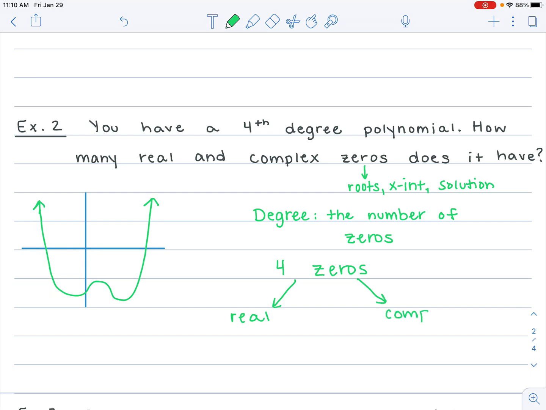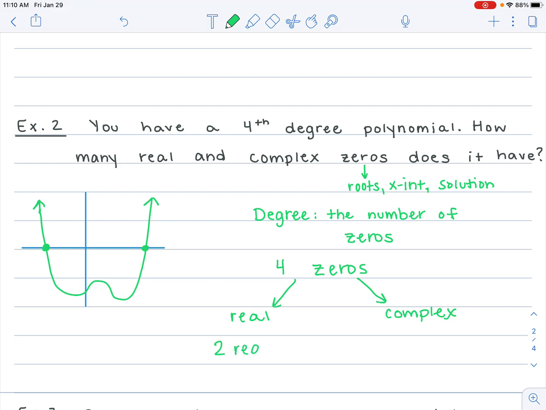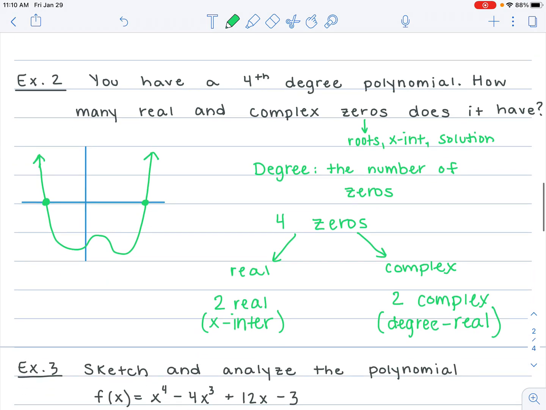Like we said before, we either have a real solution or the complex. Now on a graph, we can only see real solutions, and your real solutions come from your x-intercepts. In this graph, I've got an x-intercept right here and an x-intercept right here. So I've got 2 real solutions, and I get this from my x-intercepts. If I have 2 real solutions and the total amount has to be 4, that means I have to have 2 complex. I get that by doing my degree, so 4, minus the number of reals I see, which would be 2.